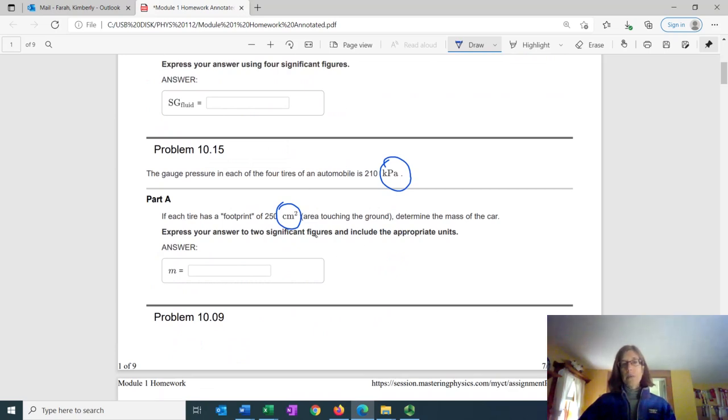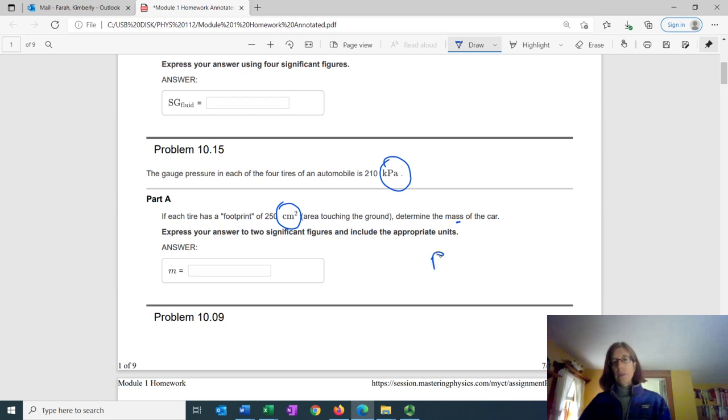The next problem that I want to point out is 1015. Here you need to be a little bit careful because you're being given mixed units. They're giving you the gauge pressure in kilopascals, and they're giving you the area in centimeters squared, and they want you to determine the mass of the car.